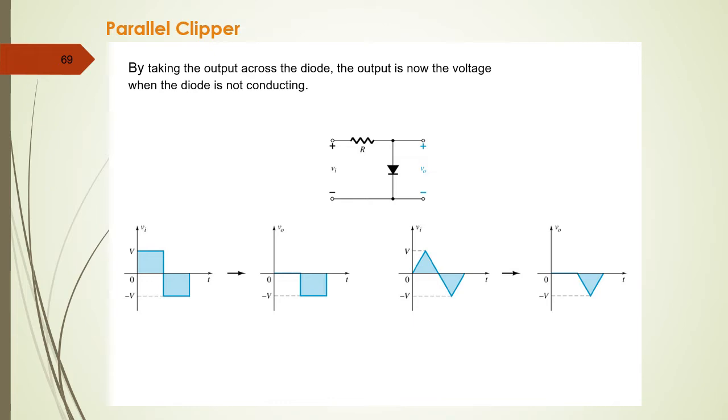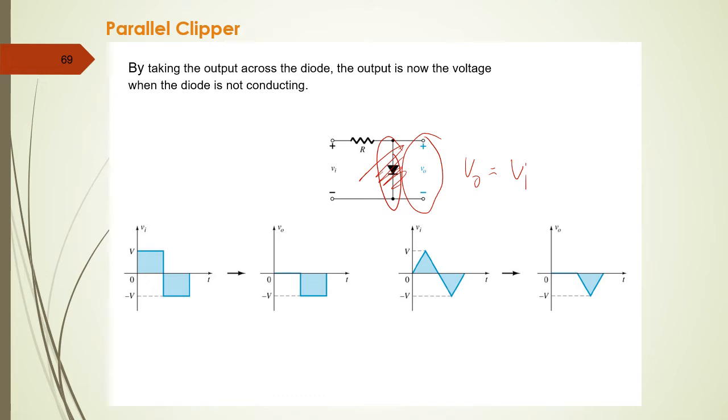What happens if we have a parallel clipper? In a parallel clipper, the diode is put in parallel with the output, so we take the output across the diode. The output is now the voltage when the diode is not conducting. When the diode is not conducting, it is an open circuit, and the value of V out will be equal to V in.